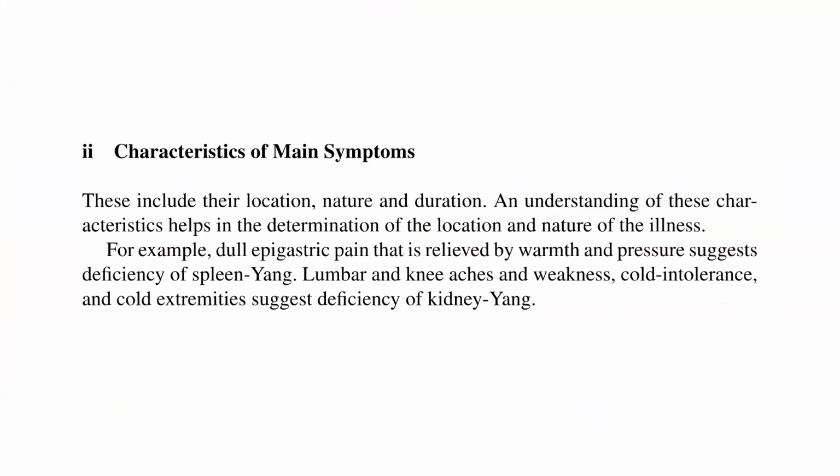Next, the characteristics of main symptoms. These include their location, nature, and duration. An understanding of these characteristics helps in the determination of the location and nature of the illness. For example, dull epigastric pain that is relieved by warmth and pressure suggests deficiency of spleen yang. Lumbar and knee aches and weakness, cold intolerance, and cold extremities suggest deficiency of kidney yang.